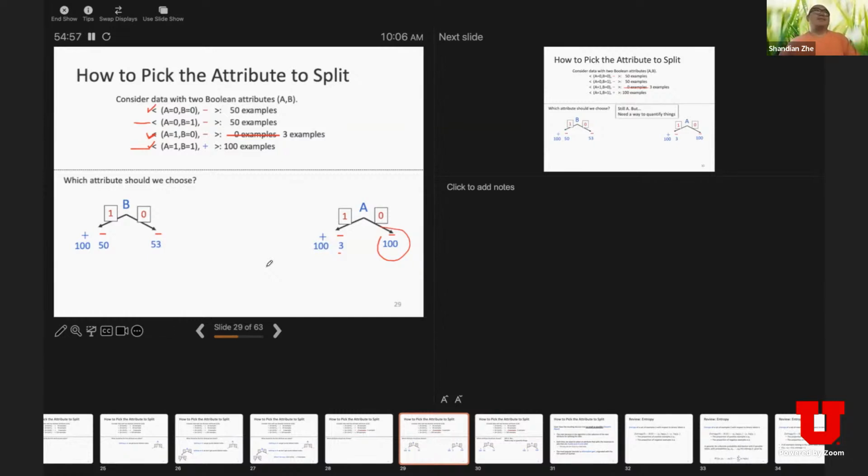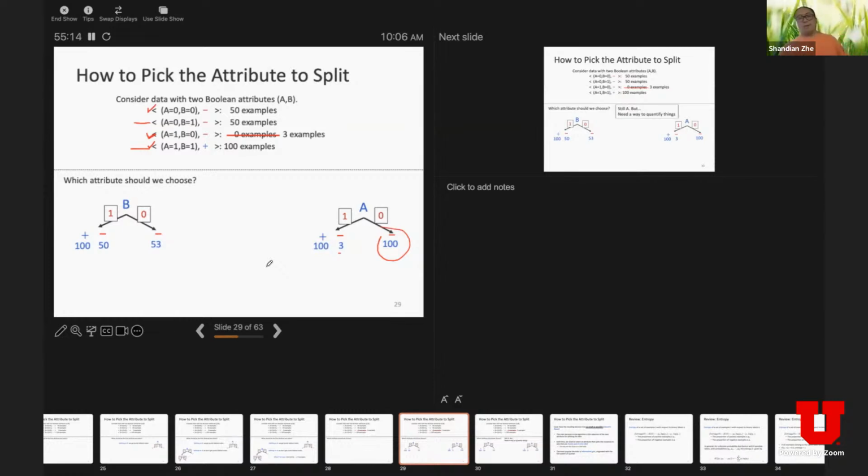B, why B? I mean, just give me a guess, right? Any guess or any thought? Still A, why? Yes, right?